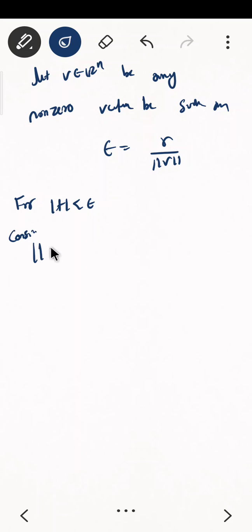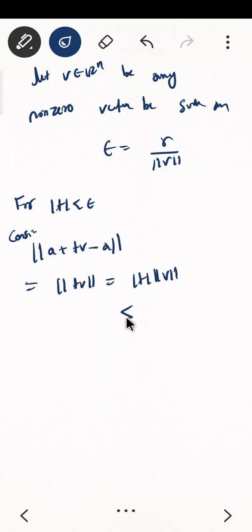Consider norm of a plus tv minus a. What is a plus tv minus a? That is norm of tv, which equals mod t norm v, since t is a real number. That is less than epsilon norm v. And epsilon is r upon norm v, so this is less than r upon norm v into norm v, which equals r.